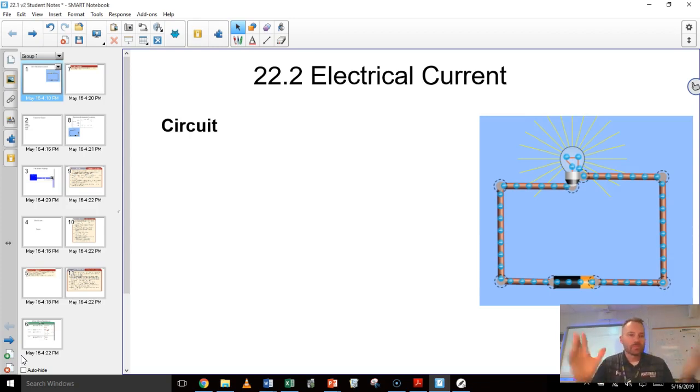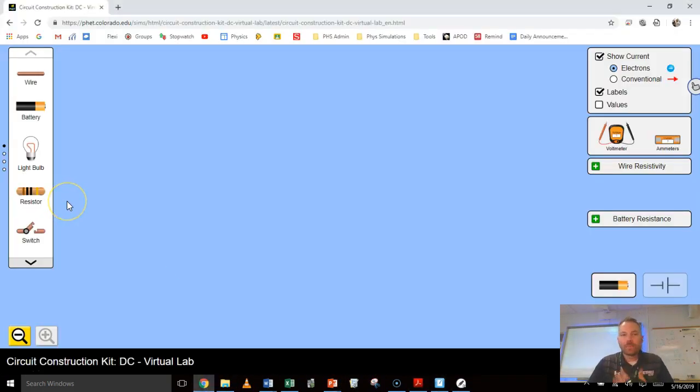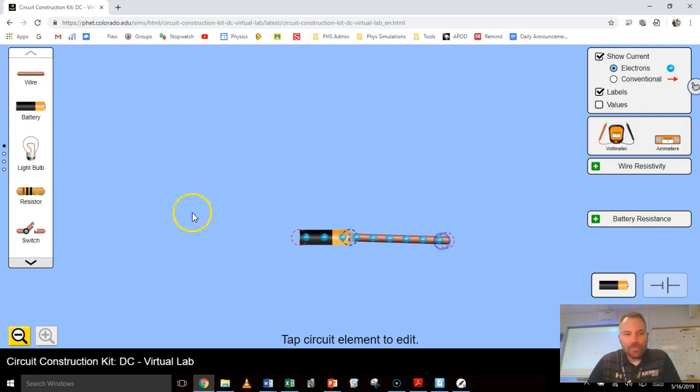So here we go. I'm going to take you over to the PhET website. This is an interactive thing, and I'm just going to build a very simple circuit. So I'm going to grab a battery. I'm going to grab a wire. And I'm going to grab a light bulb. And believe it or not, every circuit needs three things and only three things.